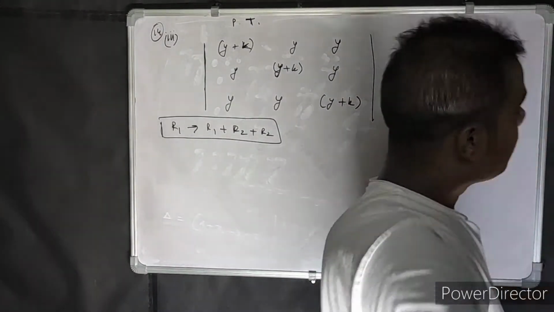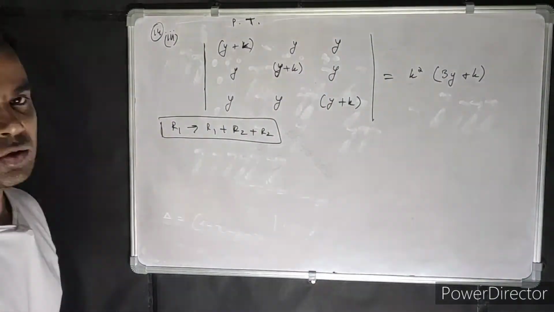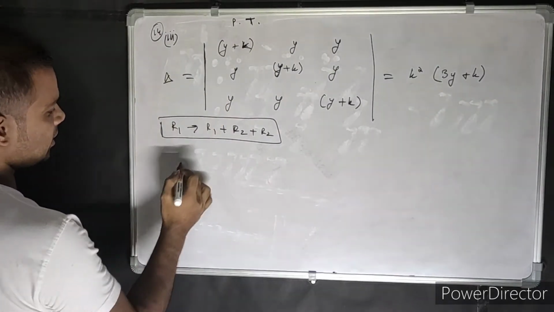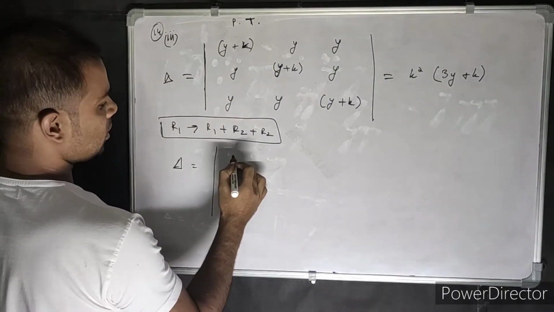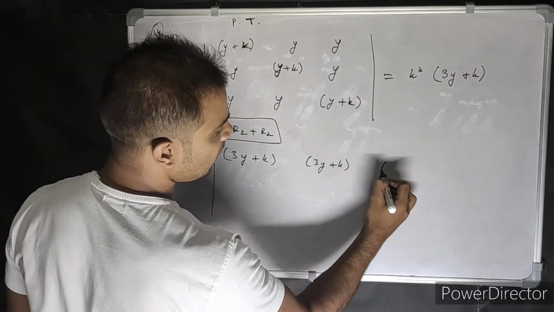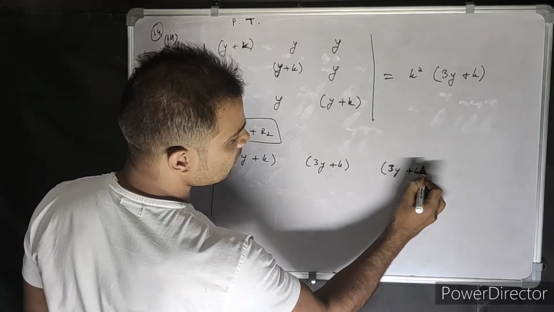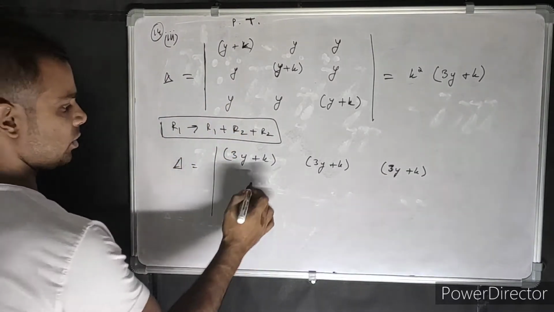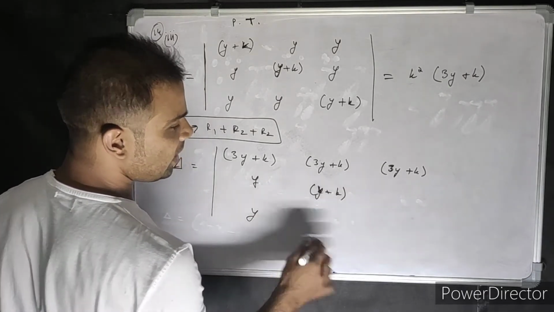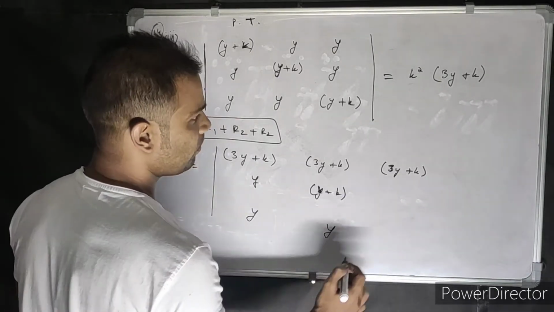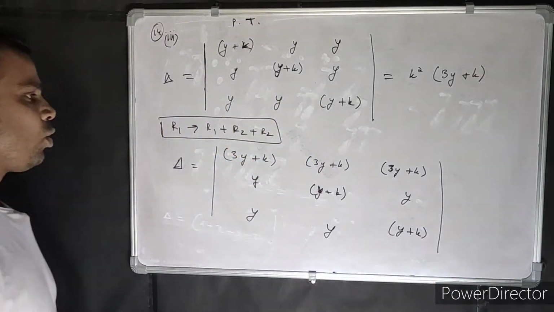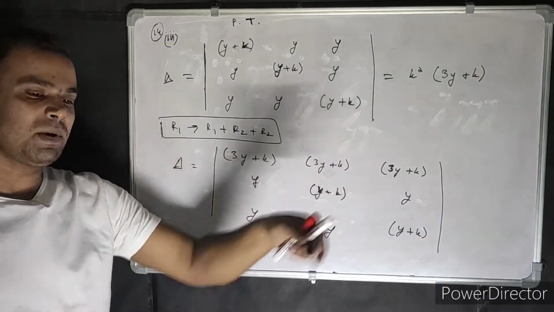When this type of thing happens, you can do anything: column 1, column 2, column 3, or row 1, row 2, row 3. So write this as the delta. This is 3y plus k, again 3y plus k, and 3y plus k. In the exam you have to do fast. Then y plus k, y, y, and y plus k. The 3y plus k is common from the first row.